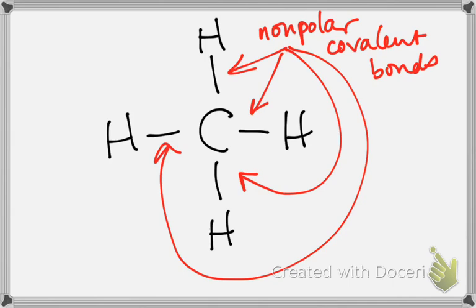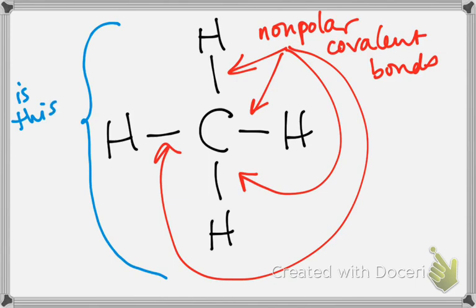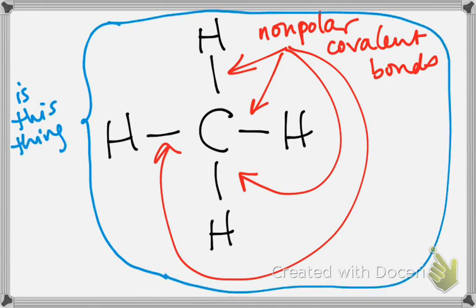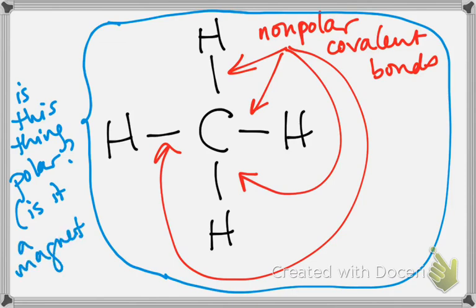So what we have to think about here is multiple layers of thinking again. You had to ask yourself what those bonds are like. And then once you figured out what the bonds are like, you're looking at the entire molecule and saying, is this whole thing polar? So is it a magnet? Because we have certain substances that act like magnets. Water acts like a magnet. Polar molecules act like magnets. So we're asking, does CH4 act like a magnet?